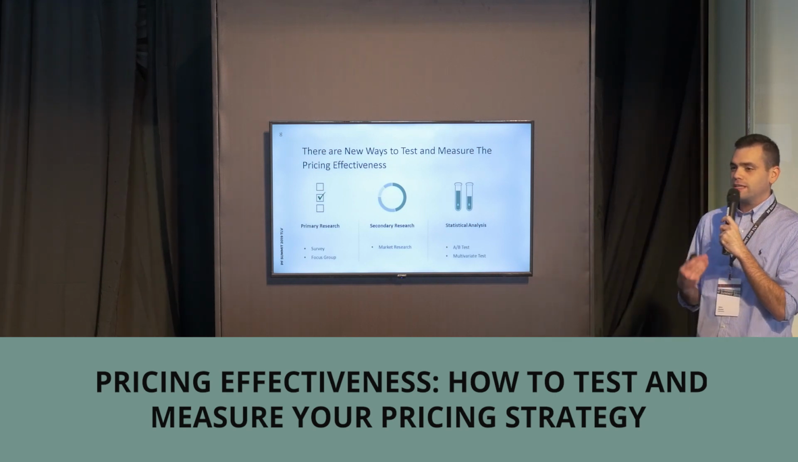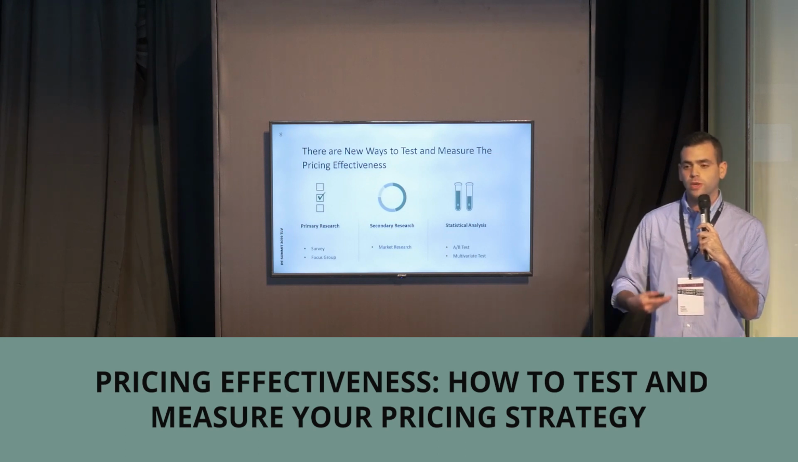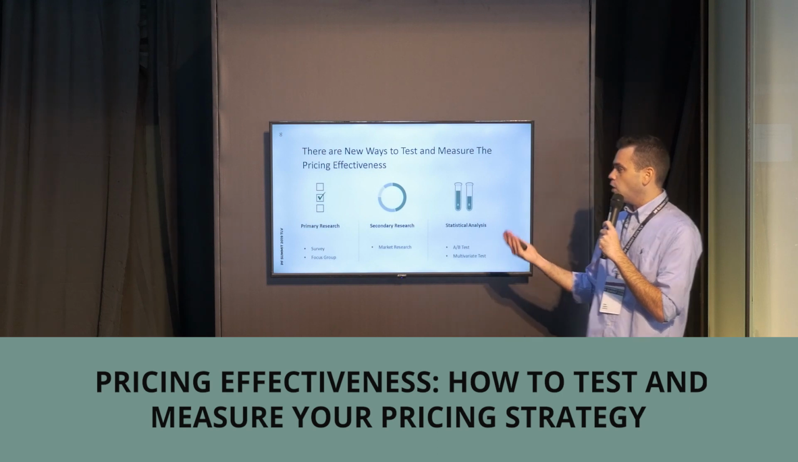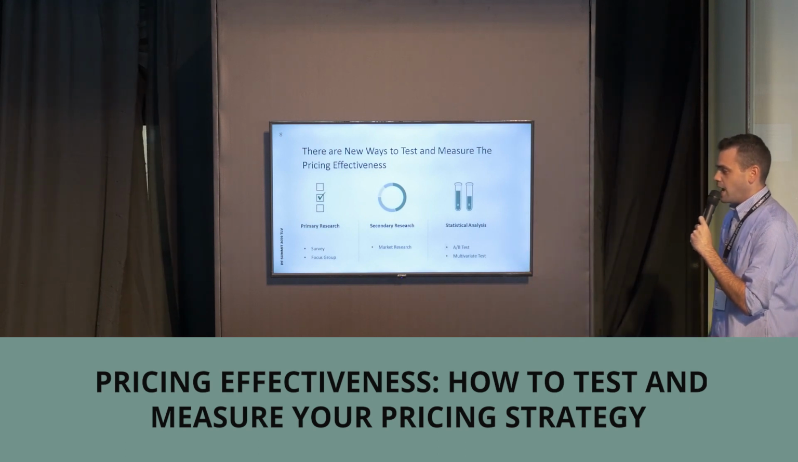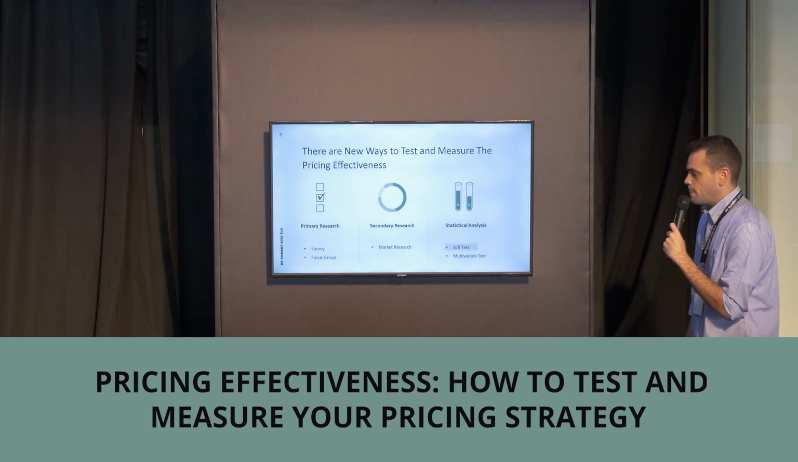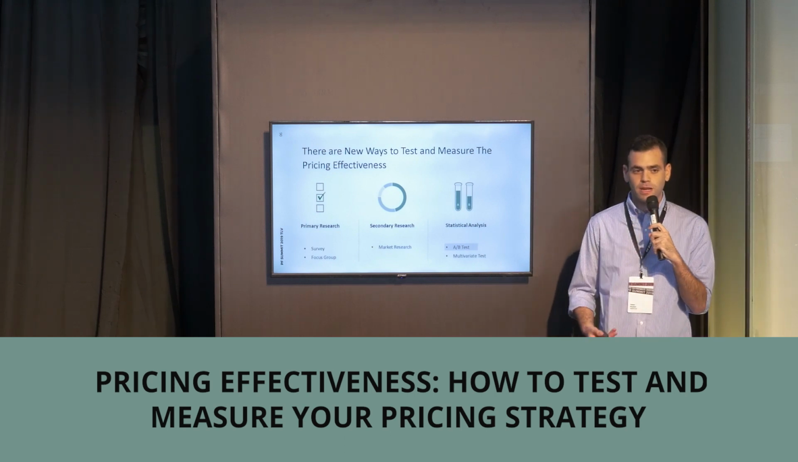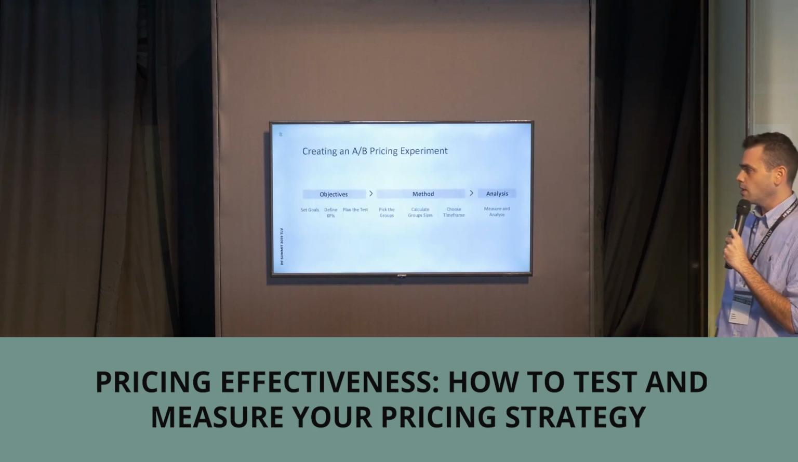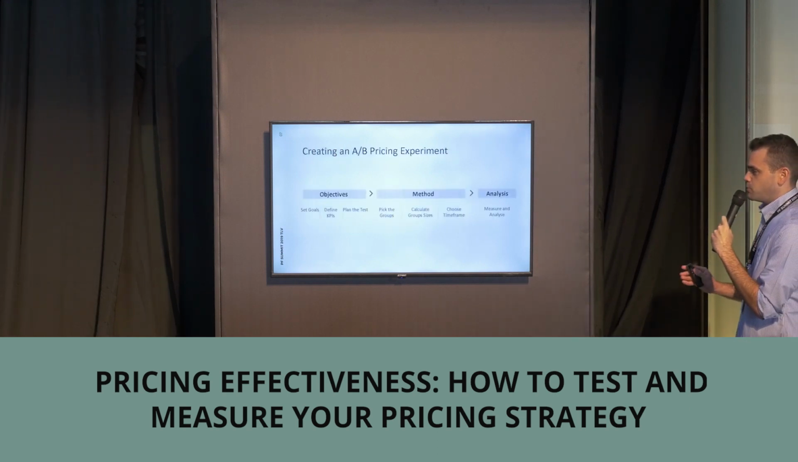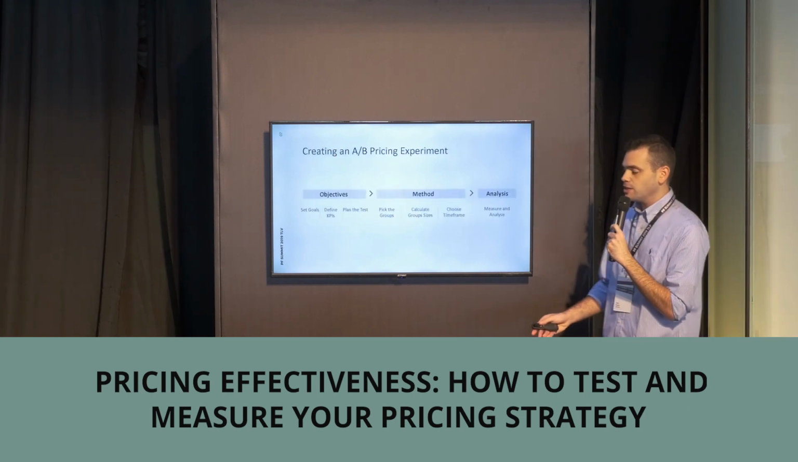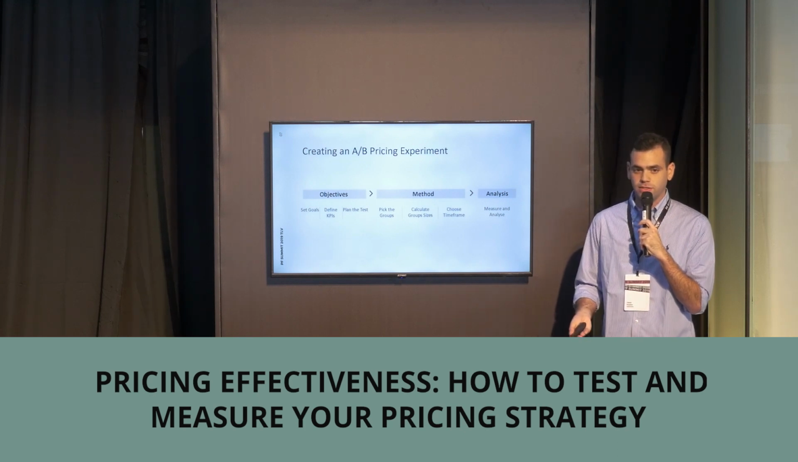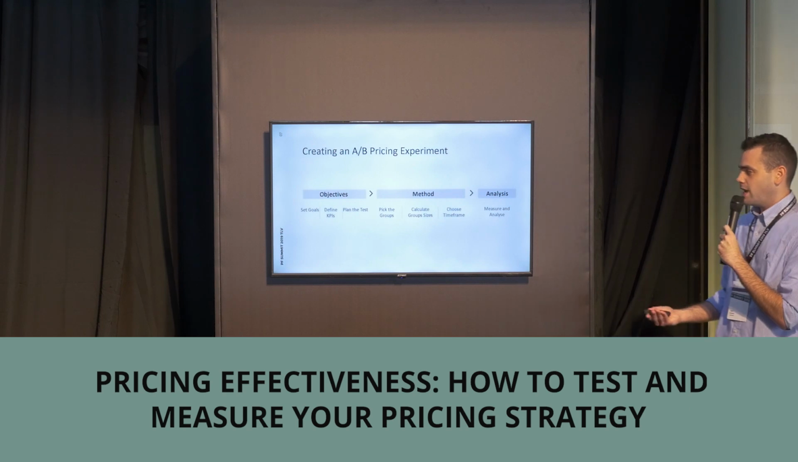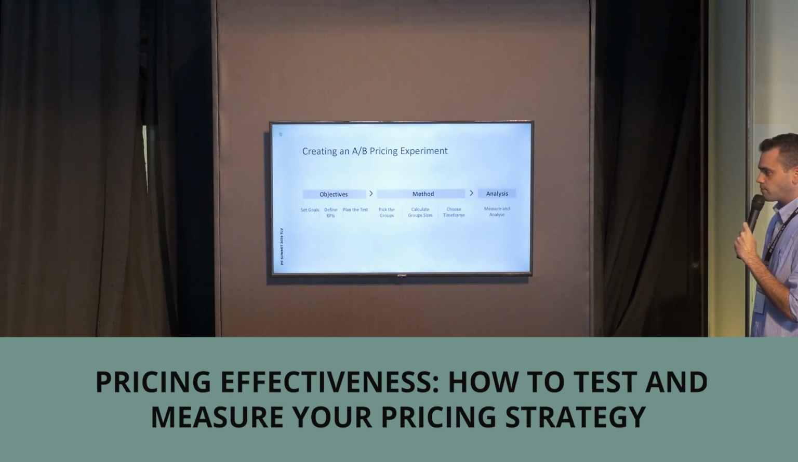In Optimove, we take the science-first approach. So we encourage you to use statistical methods to test and to optimize your pricing effectiveness. And today we are going to focus on how to design and implement an effective A/B pricing test. We have three main steps to consider. The first one is setting the objectives. Then we have to define an appropriate method. And then we have the actual analysis.